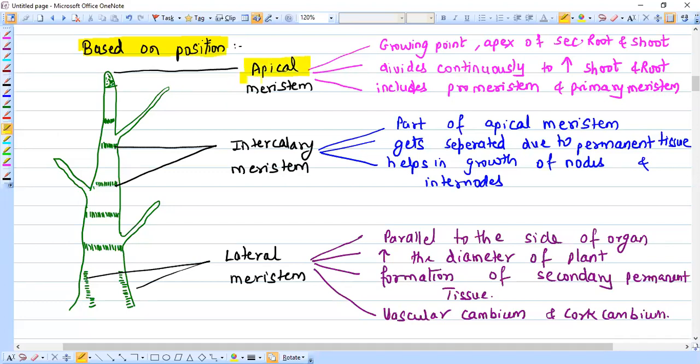So all of this becomes the meristematic tissues based on the position, where we have three types: the apical meristem, this is the first one. The second one is the intercalary meristem, that is present on the nodes. And the third one is the lateral meristem, which is responsible for increasing the girth of the plant.